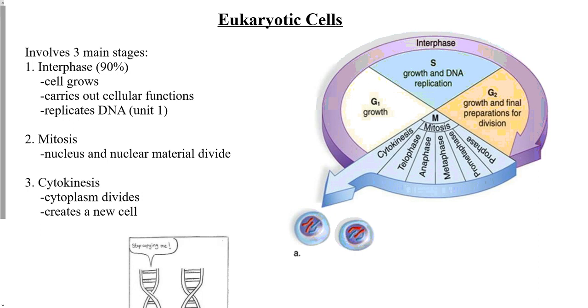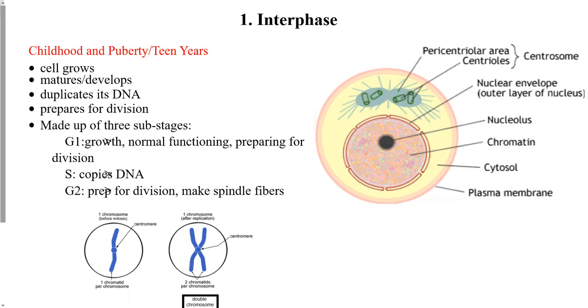Okay. Now, interphase. This is kind of like the childhood and teen or puberty years of a cell, okay? So, what happens in interphase is the cell grows, it matures and develops. It's actually going to duplicate its DNA, and it prepares for division. All right, made up of the 3 phases, G1, S, and G2.